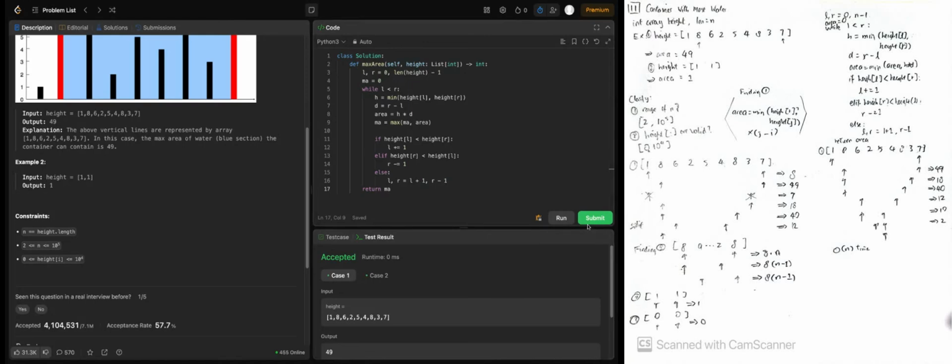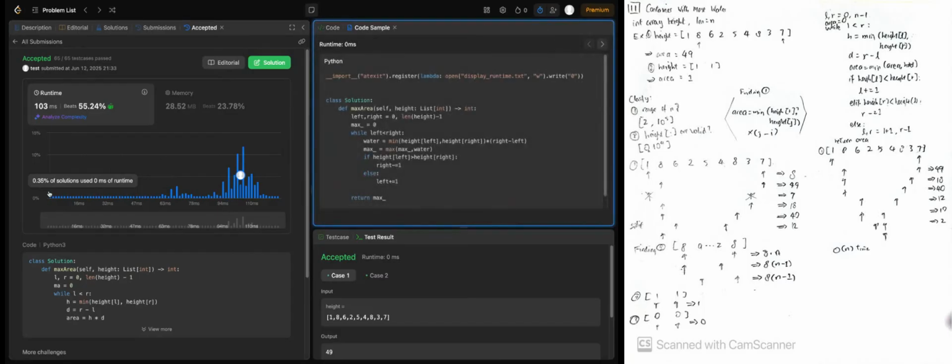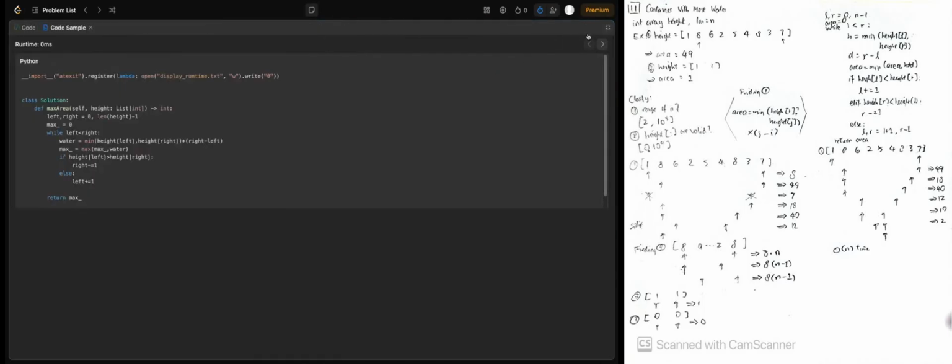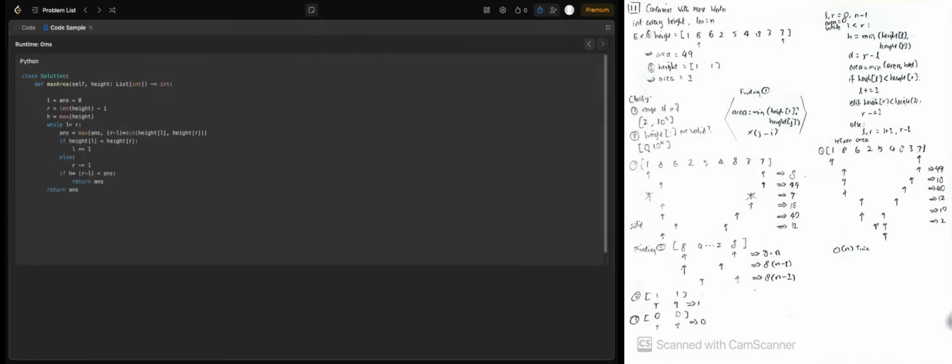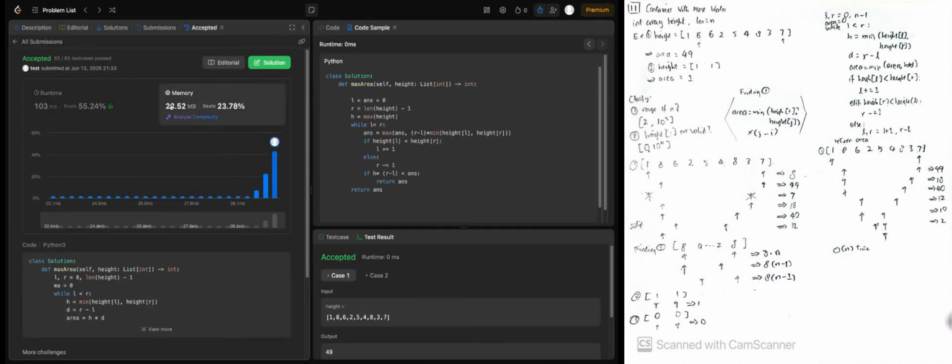So I think this should work. So let me try to submit it. Hopefully we got it correct. Okay, we got an accepted answer. Let's look at what other people do. Yep, this is exactly what I did. Also what I did. Also the same. So I think this is pretty much the methodology that we could use to solve this problem. So thank you everyone.